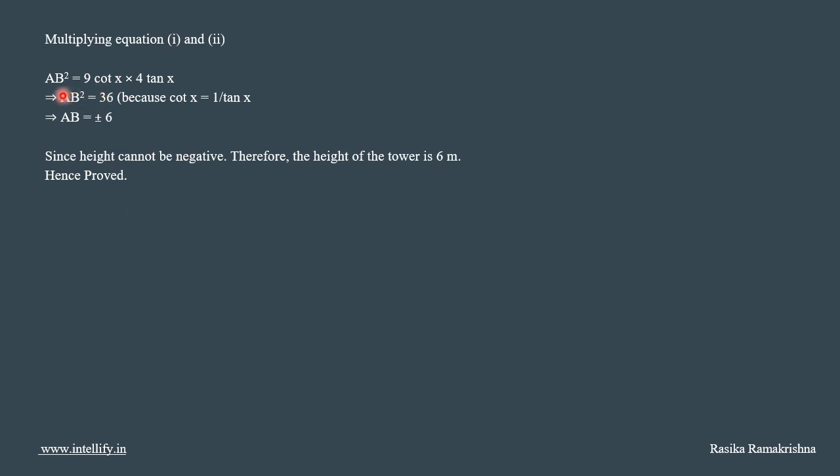So we have AB squared to be equal to 9 times cot x times 4 times tan x. So since tan x into cot x is 1, we have AB squared equal to 36, which implies that AB has to be plus or minus 6. Now, since height cannot be negative, we have the height of the tower to be 6 meters. Hence, we've proven this question.